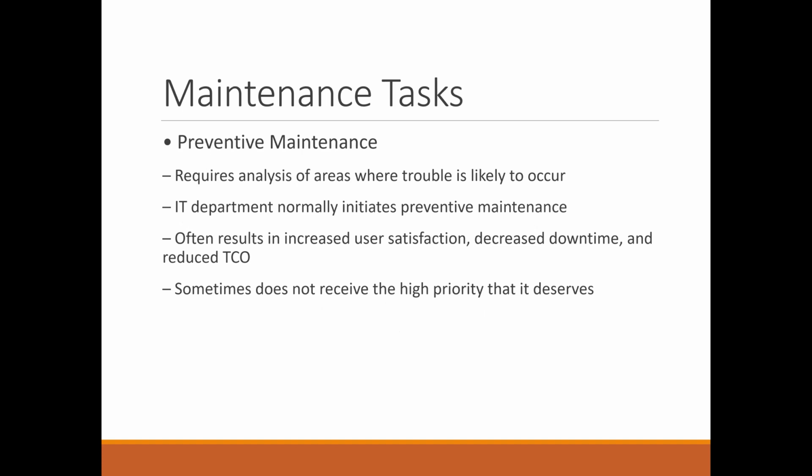After that we have preventive maintenance. For preventive maintenance we do this maintenance task in order to prevent problems from arising. This kind of maintenance requires analysis of areas where trouble is likely to occur. For example, suppose we say that normally our cashier usually types the wrong number of items.